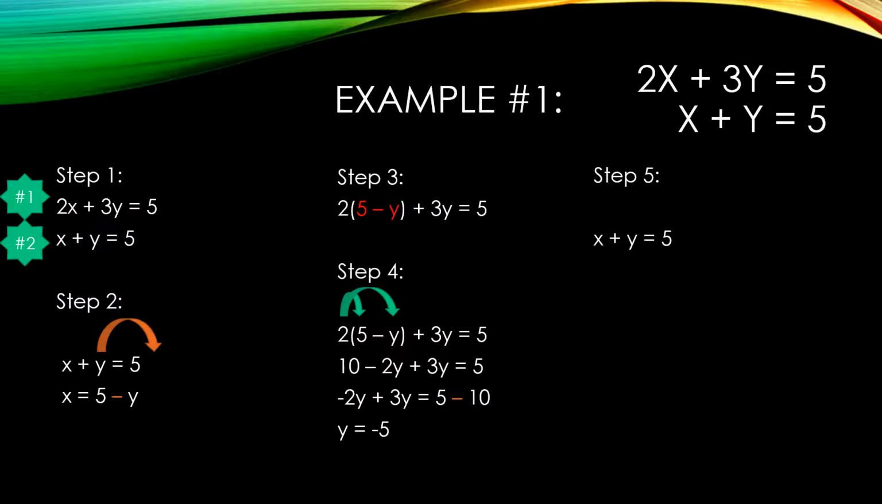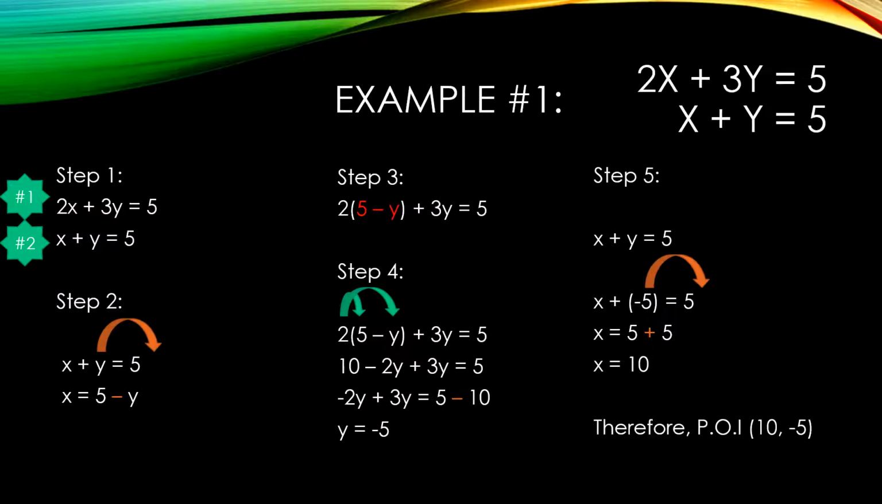I've selected #2 just because it's a simpler equation, and I'm going to replace y with -5. So that's going to be x plus -5 equals 5. And I'm going to collect my like terms. X is going to equal 10. Therefore, our point of intersection, or the coordinates that we have here, is going to be at 10 and -5.